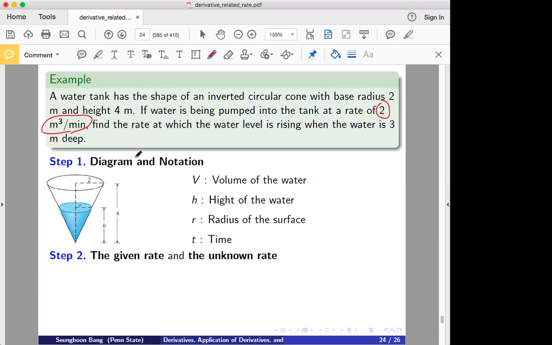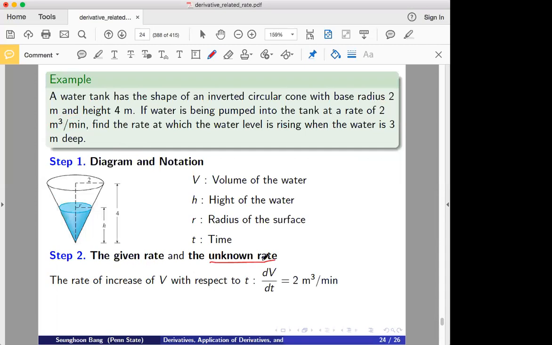2 cubic meters per minute is the given rate, exactly the rate of change of volume with respect to time t. So we have the next one. dV/dt is 2 cubic meters per minute. This is the given rate.